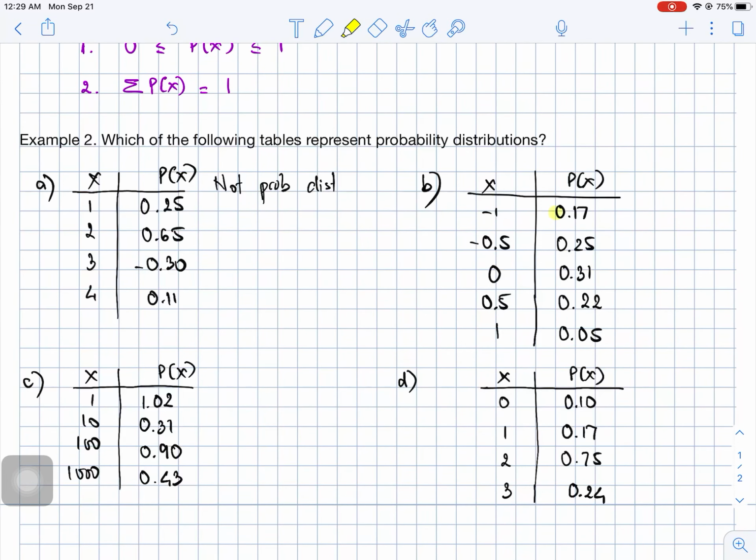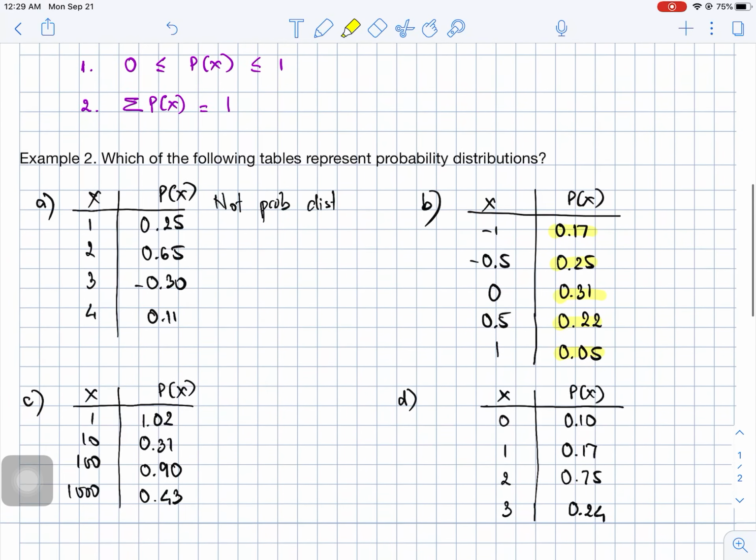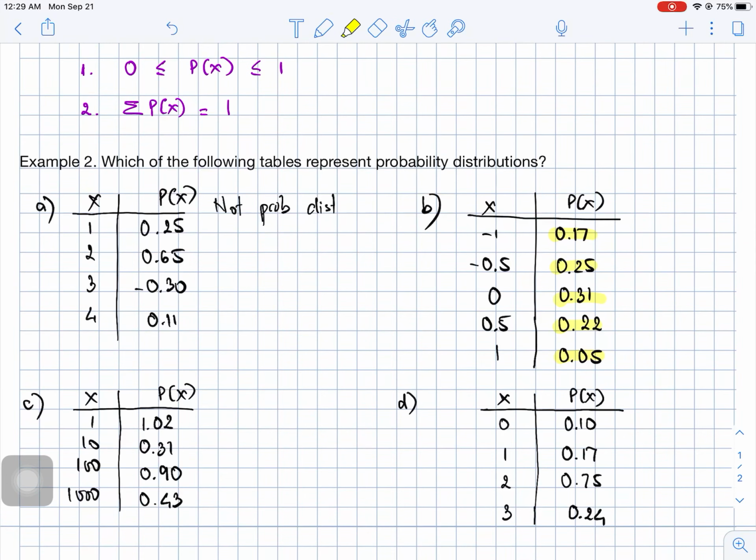In part B, the probabilities 0.17, 0.25, 0.31, 0.22, 0.05 are between 0 and 1. So it satisfies the first condition. We check the second condition by adding them together. And when we add them together, we get the answer 1.